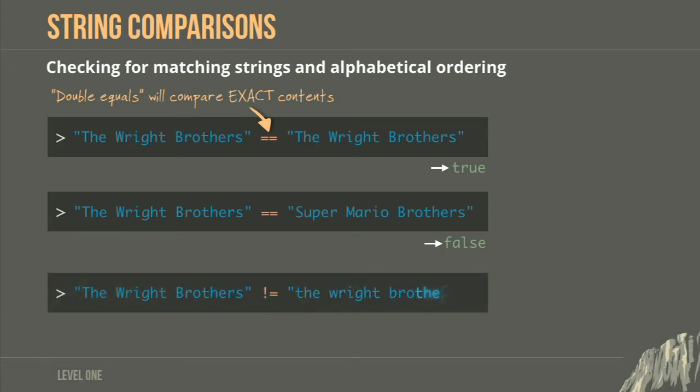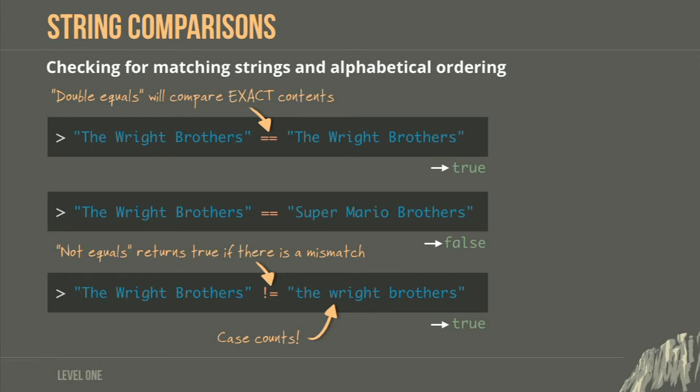Now here's a tricky one. If we see the Wright brothers compared with the Wright brothers in a not equal situation, this will return a truth value. The reason that is because those strings are not exactly the same because JavaScript is case sensitive with regard to strings. So they are not equal.